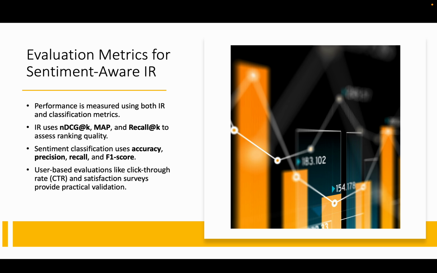To evaluate models, classification metrics like accuracy, precision, recall, and F1 score measure predictive performance. For ranking tasks, IR metrics such as NDCG, MAP, and recall at K are used. In practical deployment, user-centered metrics like click-through rate, dwell time, and satisfaction surveys measure how emotion-aware search improves real experiences. Combining quantitative metrics with qualitative feedback ensures both algorithmic and human success.